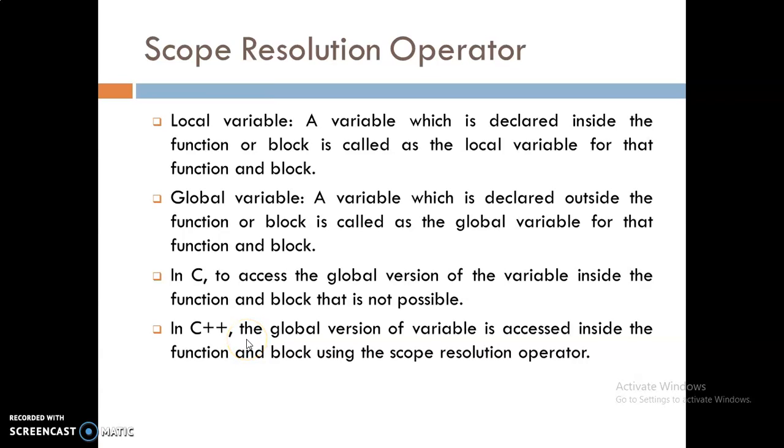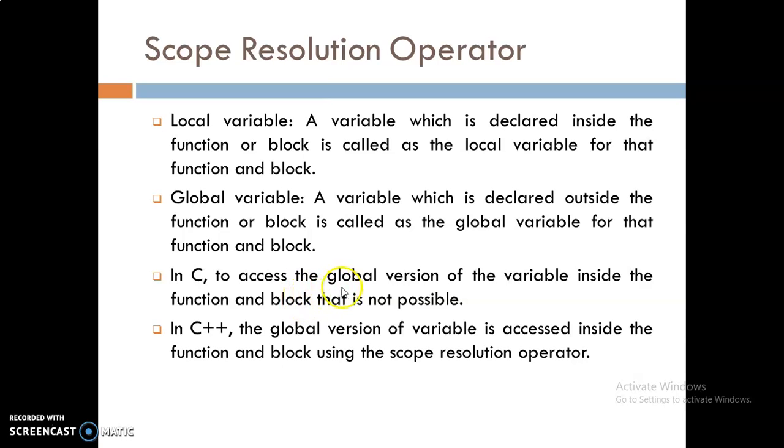When we are talking about the scope resolution operator, as the name says, scope, we will see here the scope of the operator. There are two categories: the first one is the local variable and the other one is the global variable. A variable which is declared inside the function or block is called a local variable for that function or block. The variable which is declared outside the function or block is called a global variable as well as a class variable.